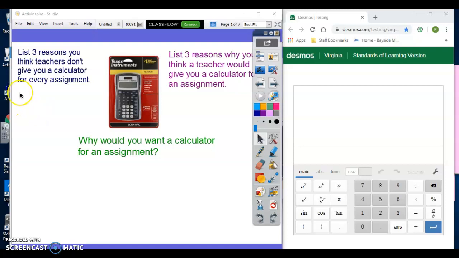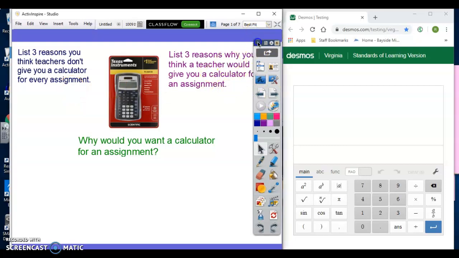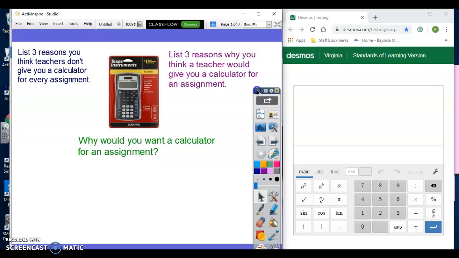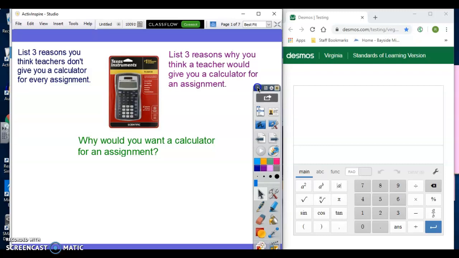So let's start with the APK today. The question says, list 3 reasons you think teachers don't give you a calculator for every assignment. And this one says, list 3 reasons why you think a teacher would give you a calculator for an assignment. And lastly, why would you want a calculator for an assignment?